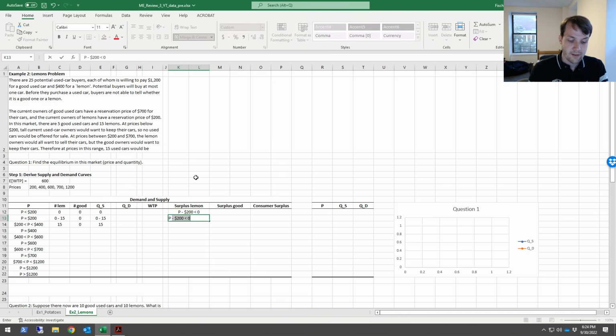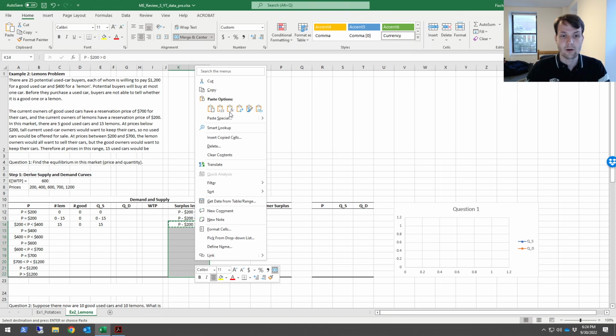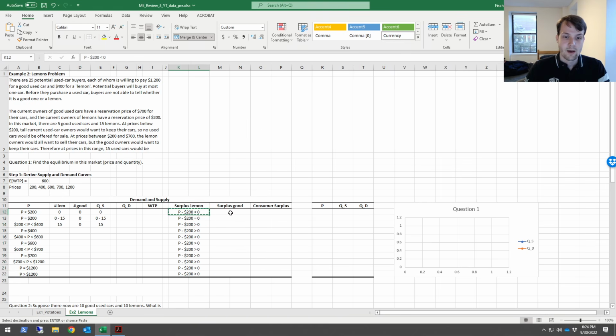In the second case, this is exactly 0. That's what we used to say, well, quantities can be anywhere between 0 and 15. And for all higher prices, this value that they capture is greater than 0, so they want to be selling all of them. And this actually applies to all columns down here. Similarly, we can do it for the owners of the good cars. They are going to have a reservation price of $700.